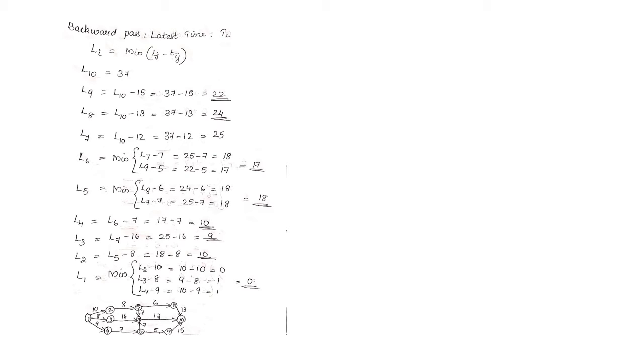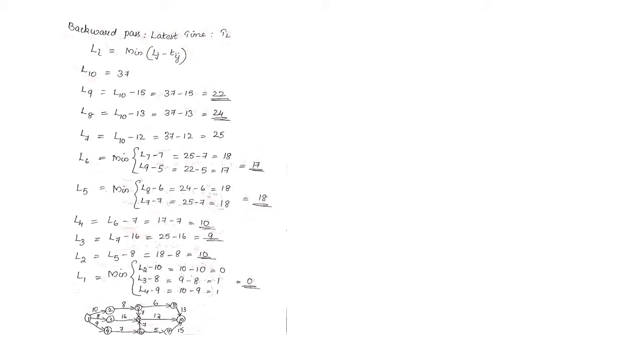What is the formula for calculating the latest time? LI is equal to the minimum of LJ minus the time duration. Here also I have drawn the figure once again to calculate your L values. Looking at the figure, we calculate the L values backward. L10, L9, L8, L7: up to L7 there is only one path, so just subtract the time duration.